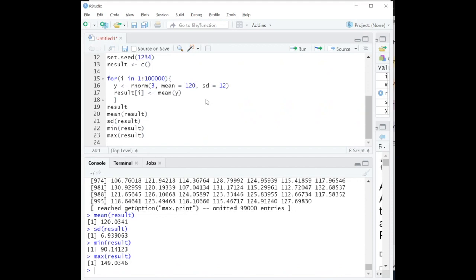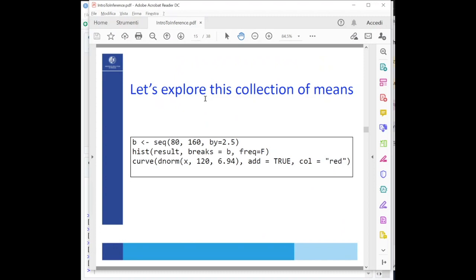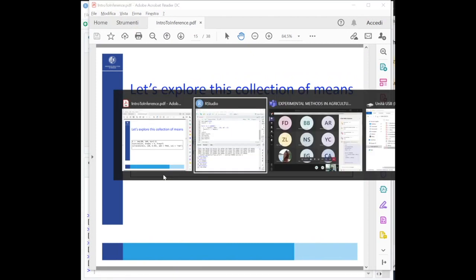So I discretized in the interval from 80 to 160. Then I used the function hist to count the subjects in each interval. You see that the width of each interval is 2.5. So I have an interval from 80 to 82.5, and then another interval from 82.5 to 85, and so on, counting the subjects and representing them. And what comes out is a frequency distribution, and it is this one here.